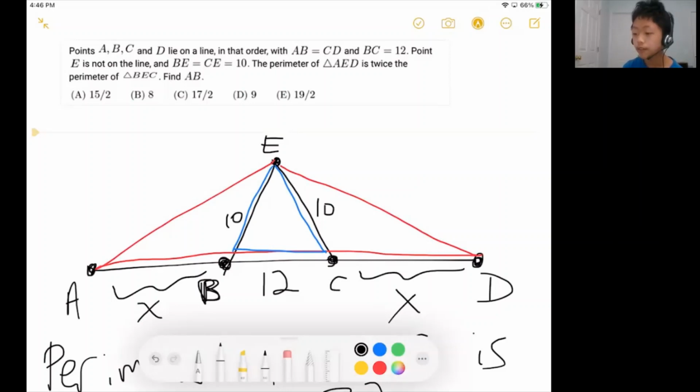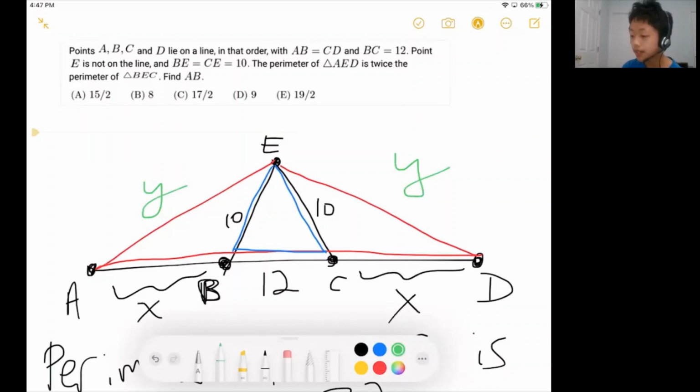Or alternatively, if you want to be rigorous, you can prove that with something like SAS congruence. You can see that AB equals CD, BE equals CE, and angle ABE equals angle DCE. You can also prove it that way. But we find that AE and DE are equal. So let's call these two lengths Y or something.